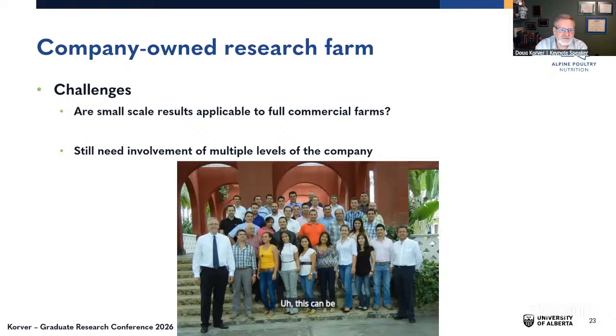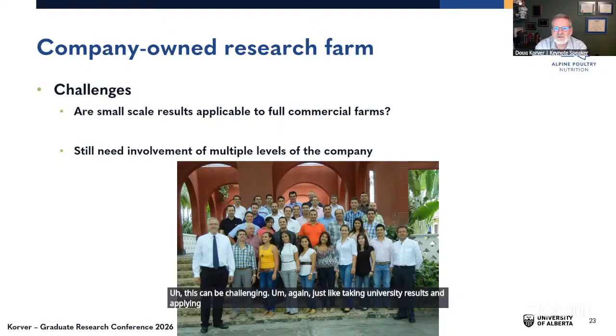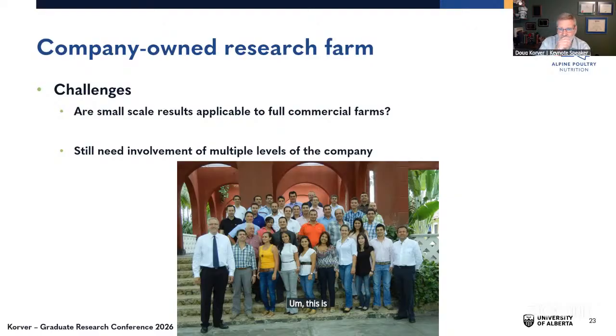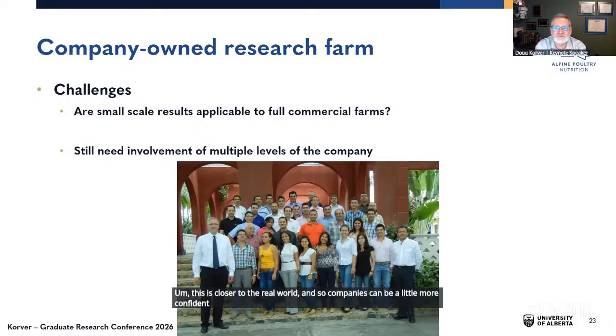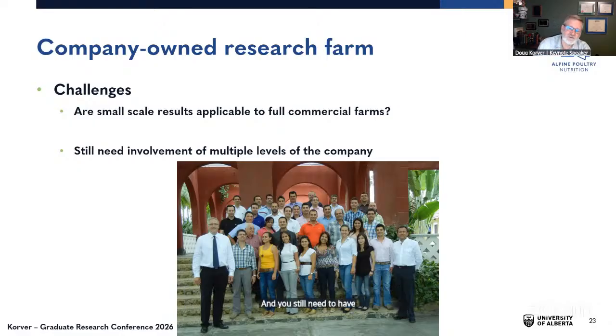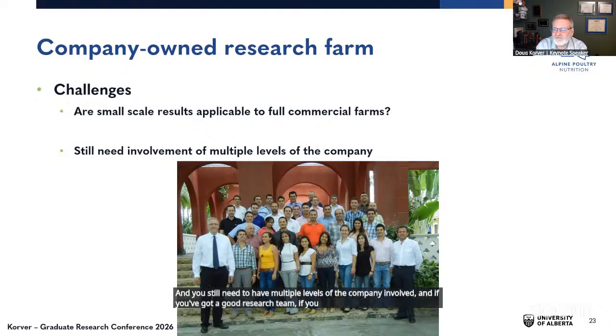This can be challenging. Again, just like taking university results and applying them to large scale, this is closer to the real world, and so companies can be a little more confident in the results, but it's still a different environment than a commercial barn. And you still need to have multiple levels of the company involved. And if you've got a good research team, if you've got buy-in from all levels of the company, this can be a very successful approach.